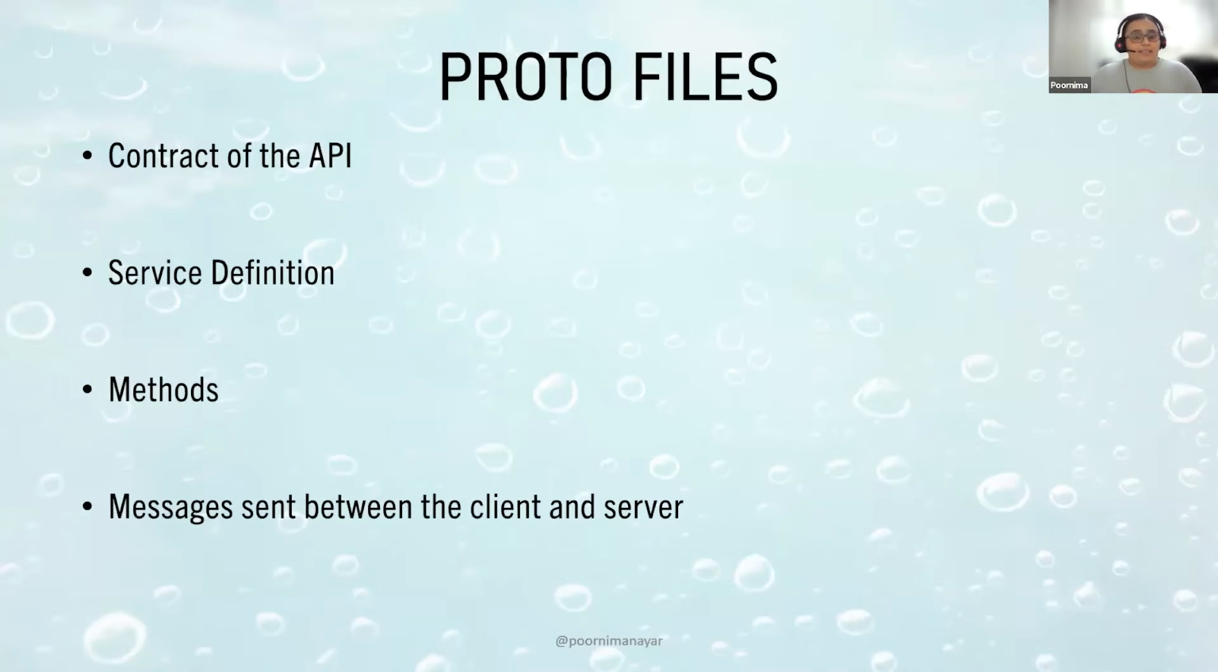And the next technical term is proto files, which are files with a .proto extension, and these define the contract of the API. So we have the contract of the API, and we have the service definition in a proto file as well. Typically you would have one service in a single proto file, but each of those services can have as many methods as you need. And the proto file can also contain the messages that are sent between the client and the server.